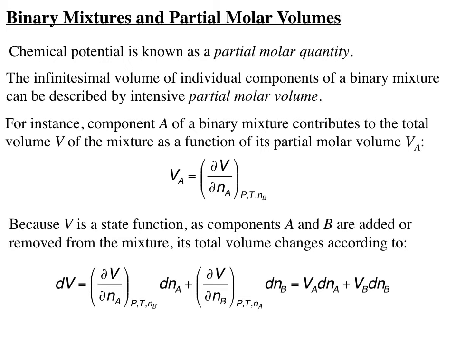Now from the definition above, I can take the increment of change of the volume dV to be equal to VA dNA plus VB dNB, when I compare the definition of VA above and make a similar definition for VB. I note that dV is equal to VA dNA plus VB dNB.